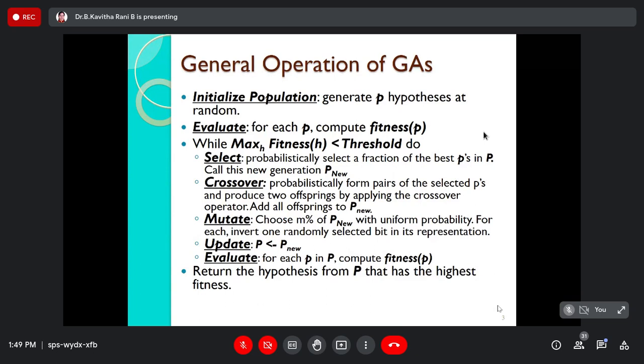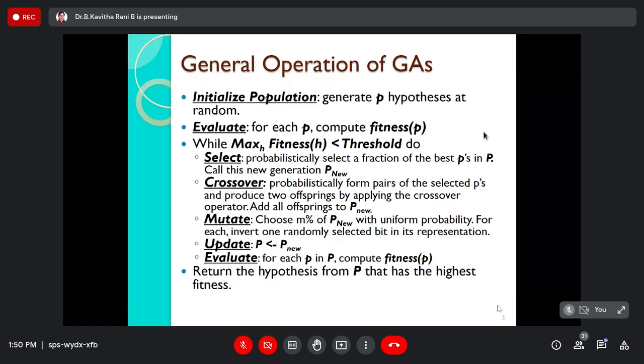Select: probabilistically select a fraction of the best P's in P. Call this the new generation P new. First you have to select one, then you have to find whether this particular P is having fitness or not. If it is having fitness, call this P new. Then use crossover. What is crossover? Crossover is nothing but you can change the values from one chromosome to another, from different chromosomes, you can cross over the data.